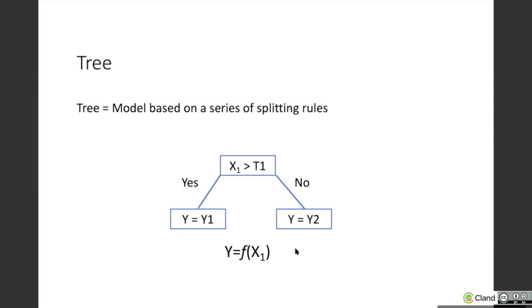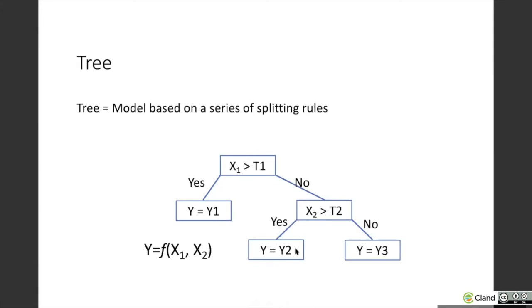It is, of course, possible to build more complex trees. And this is the second example, slightly more complex. In this second tree, we compute the same response variable y using two inputs, x1 and x2. When x1 is lower than t1, we go here on the branch on the right. And then we have a second splitting rule based this time on x2. And when x2 is higher than t2, we consider that y is equal to y2. And when x2 is lower than t2, we consider that y is equal to y3.